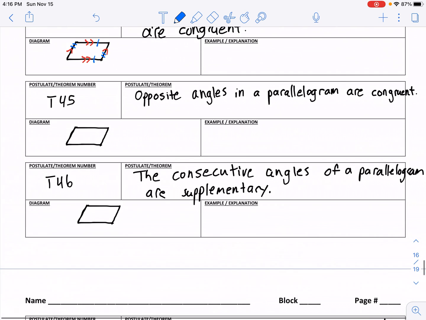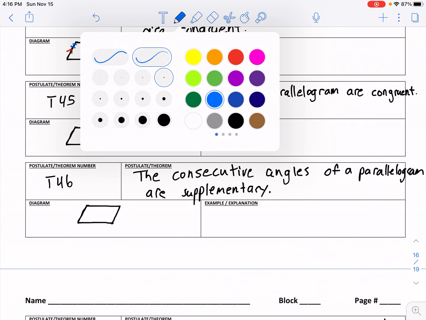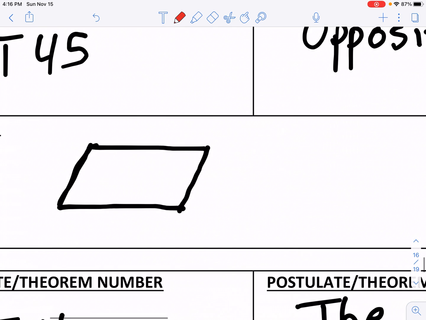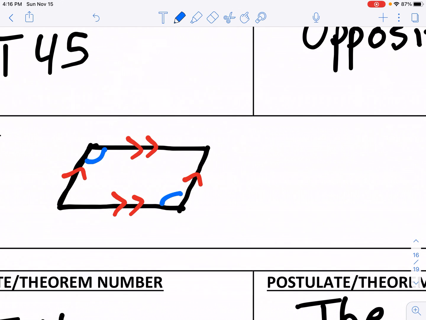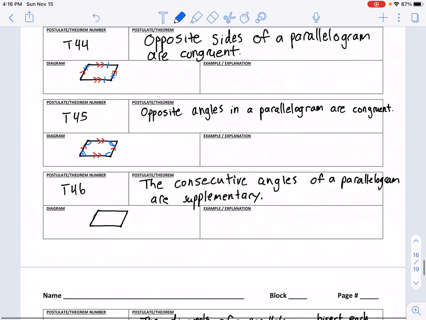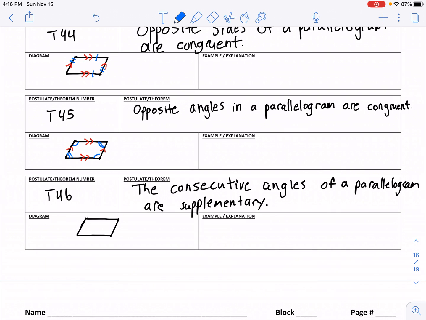T45: opposite angles in a parallelogram are congruent. Again, we have our parallelogram. Top side and bottom side are congruent. Left and right are congruent. But opposite angles are also going to be congruent. So this angle and this angle will be congruent, and this angle and this angle will be congruent. So opposite angles in a parallelogram are congruent.